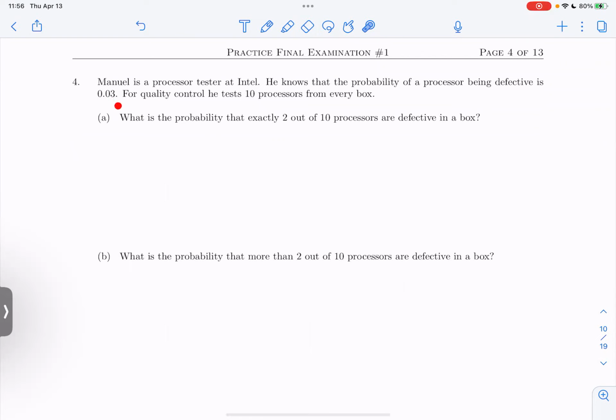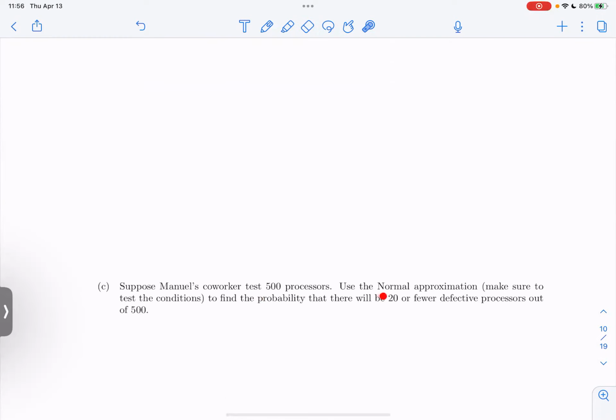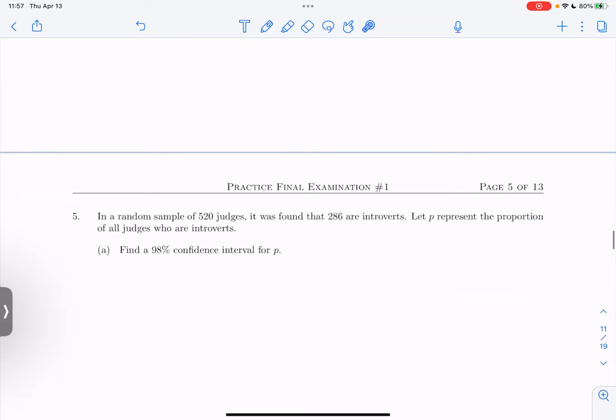Here, we're given some probability of a success and 10 trials. This is a binomial question, and this is where we're asked to use the normal approximation. It will prompt you to make sure to test the conditions, right? And so it'll ask you to use the normal approximation. So you don't have to figure out when to use it.